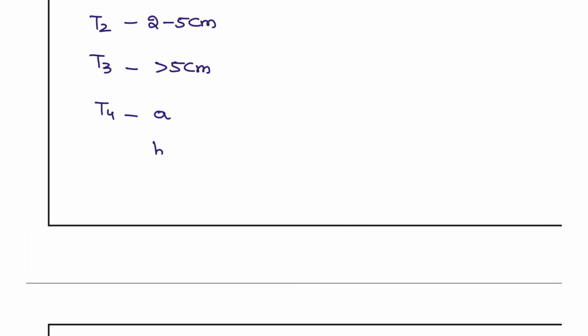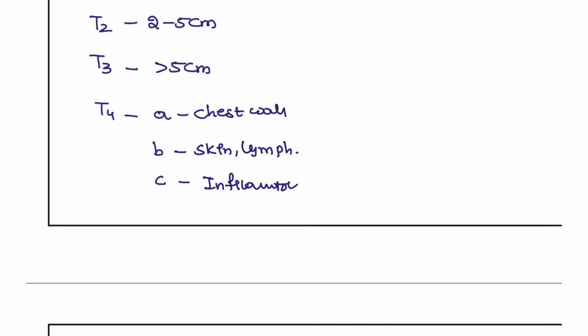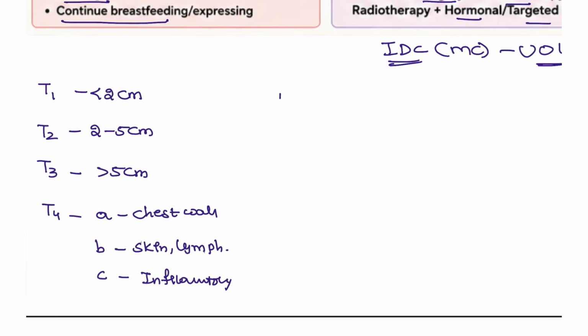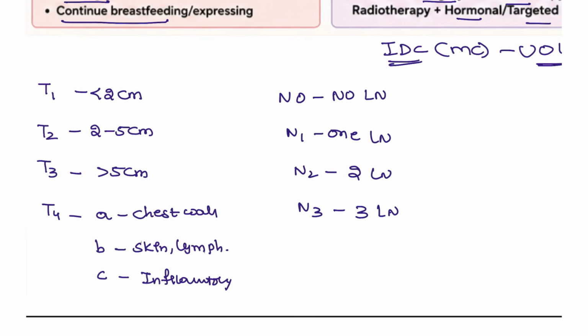So A, B, C. A will involve the chest wall. B will involve the skin plus the lymphatics, and C will be the inflammatory type. Next, N stage: N0, no lymph nodes. N1, one node. N2, two nodes. N3, three nodes. As per this 1, 2, 3, that many nodes will be involved in these patients.